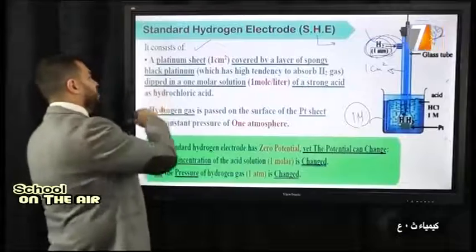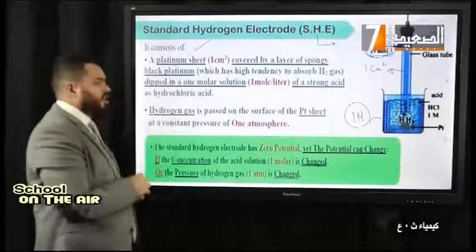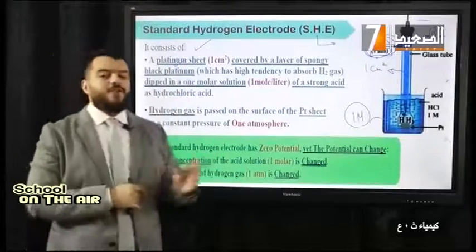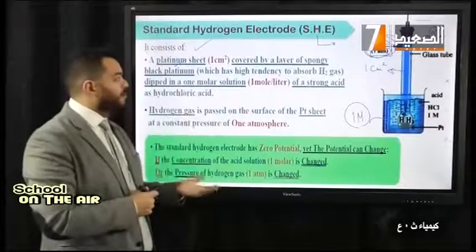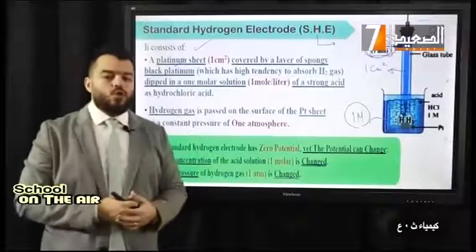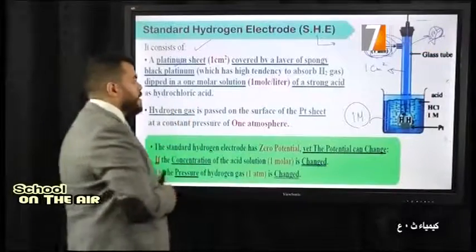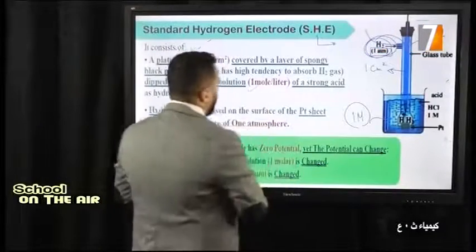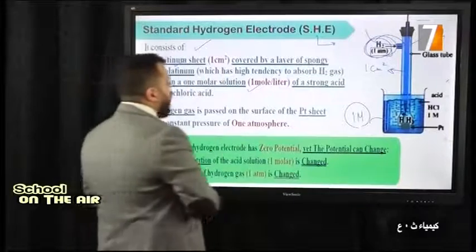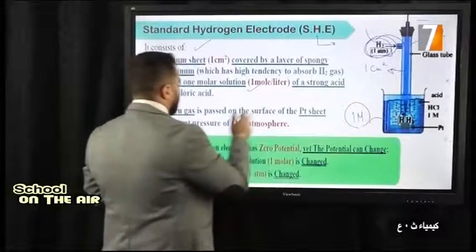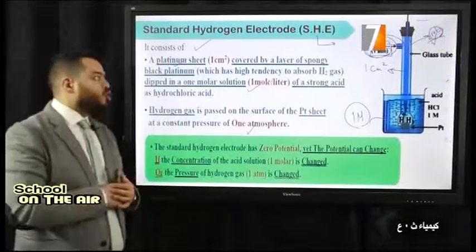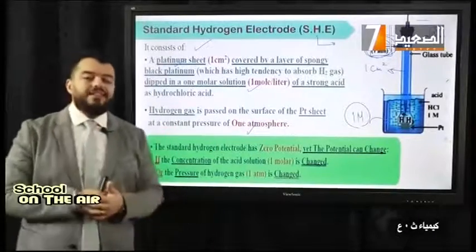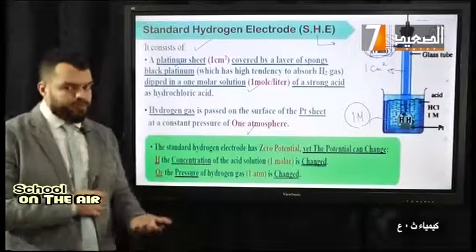Okay, the standard hydrogen electrode consists of a platinum sheet covered with a layer of spongy black platinum. Why? Because the spongy black platinum has a higher tendency to absorb the hydrogen gas, and the concentration of the acid will be 1 mole per liter, and the pressure of the hydrogen will be 1 atmosphere, so the potential of the standard hydrogen electrode will be 0.